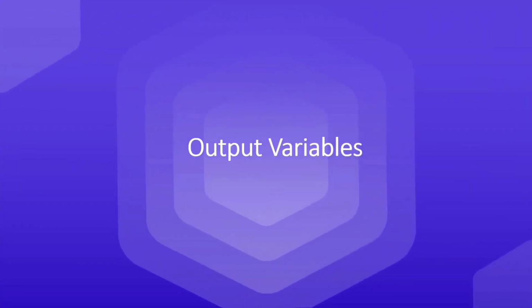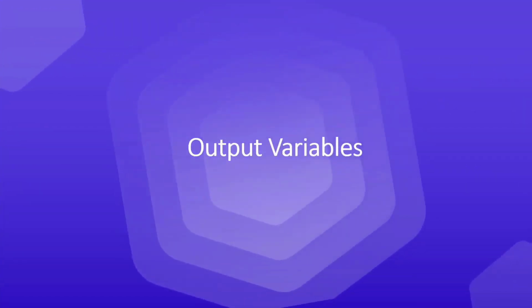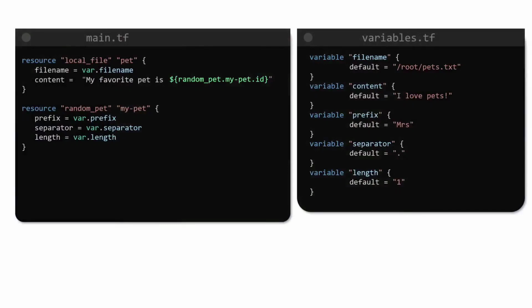Let us now look at output variables in Terraform. So far, we have used input variables and reference expressions in our Terraform configuration files. Along with input variables, Terraform also supports output variables. These variables can be used to store the value of an expression in Terraform.